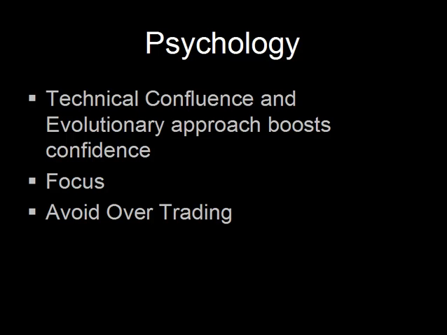Now, one of the key things that our Confluence Power Zones provide a trader with is focus. Because you're identifying key high probability areas, you're more focused. You're not always looking for a trade. You're going to be focusing your energies upon the highest probability areas, and this is ultimately going to help your bottom line. And one of the biggest ways that it will help you is to avoid overtrading.